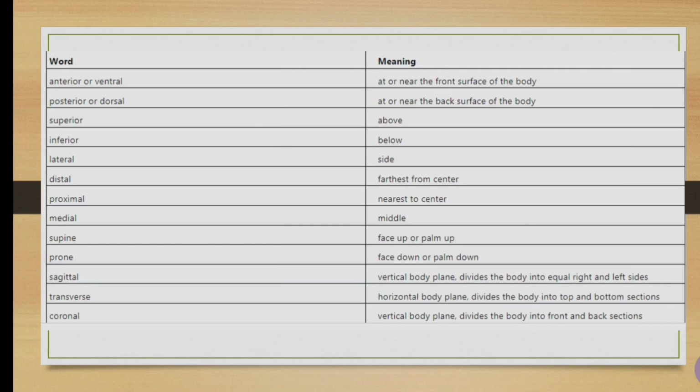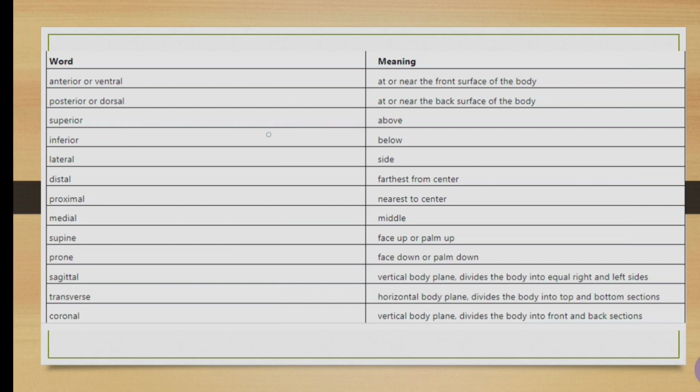Let us learn few more medical terminologies. The medical term anterior or ventral means at or near the front of the surface of the body. Posterior or dorsal means at or near the back of the surface of the body. Anterior or ventral means front surface of the body. Posterior or dorsal means back surface of the body.